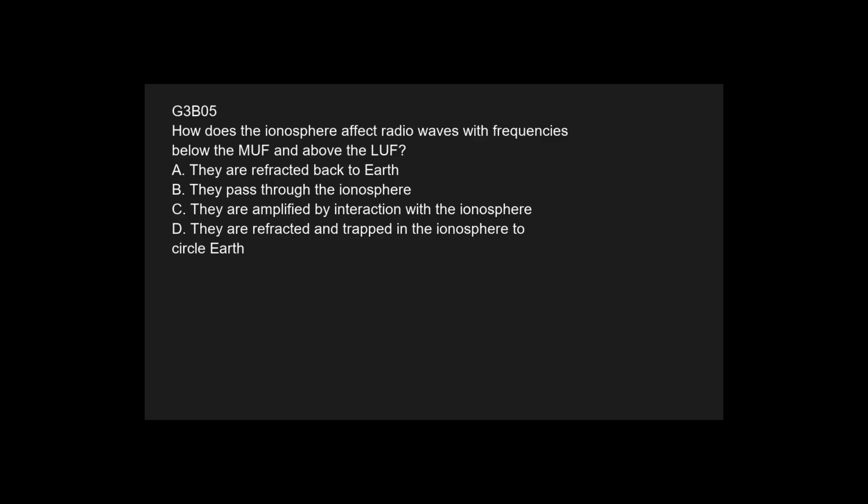Question: how does the ionosphere affect radio waves with frequencies below the MUF and above the LUF? The correct answer is A. They are refracted back to Earth. Question: what usually happens to radio waves with frequencies below the LUF? The correct answer is C. They are attenuated before reaching the destination.